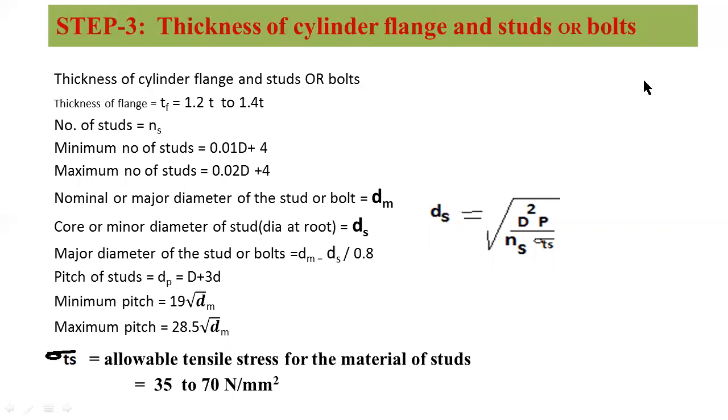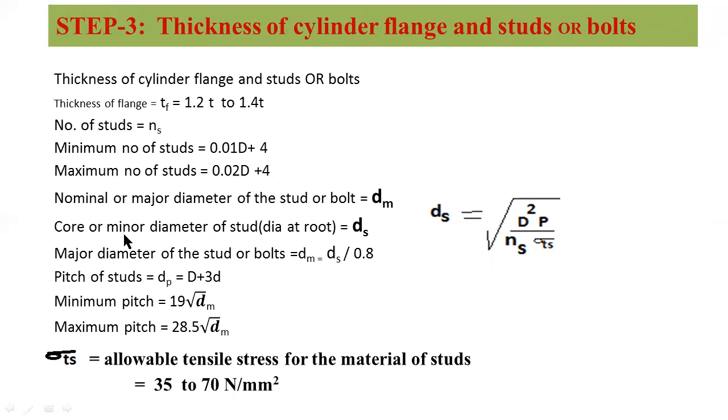Now, the number of studs or number of bolts used for covering the flange is equal to n_s. The formula for minimum number of studs equals 0.01 D plus 4, and maximum number of studs equals 0.02 D plus 4.